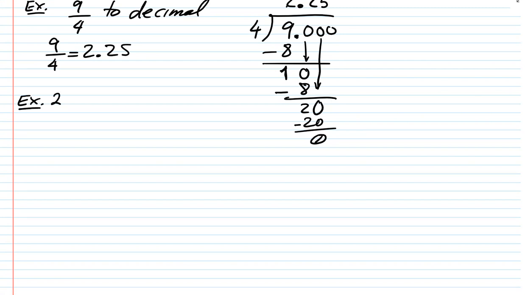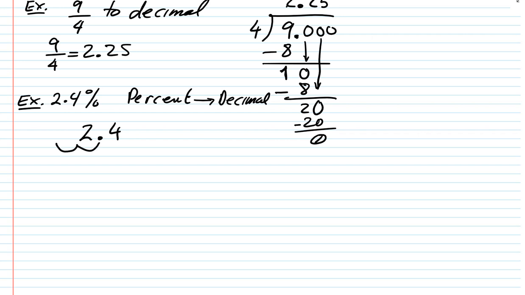This example, suppose the example is 2.4%. This time we want to go from percent to decimal. Let's say we want to write each percent as a decimal. So how are we going to do this one? Remember, the easy way is to move the decimal point, because dropping the percent is like dividing by 100. So here's the decimal point, and you put the 0 there. The answer is going to be 0.024 as a decimal. Okay, 2.4% is 0.024.